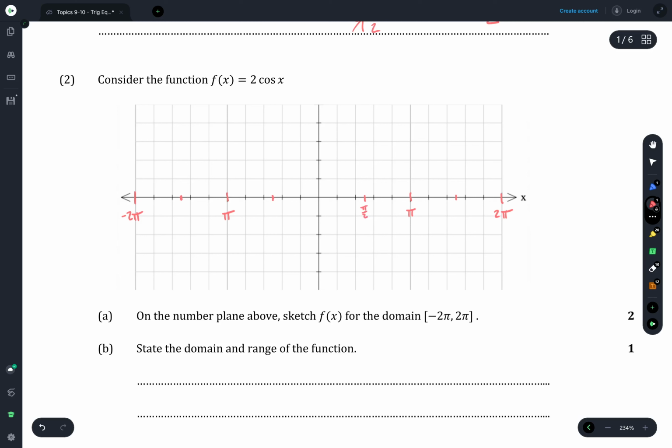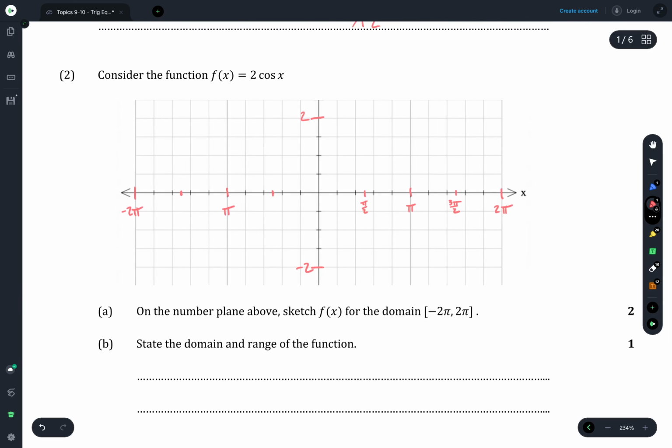It's always good to consider these points when you're sketching trig graphs, because these are where the main important points lie on each of these graphs. What we also need to do is think about what the range is going to be. Normally, as we know, the cos graphs are between 1 and negative 1, but because we have the 2 sitting in front of it, we now know that it's going to be between 2 and negative 2. So we'll say that we have 2, we have negative 2, and then from that, we can now start plotting what I call the anchor points.